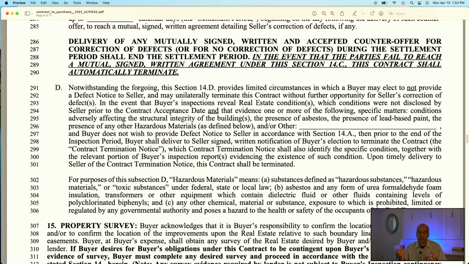And there's this other section in there. If the buyer knows they do not want to deal with XYZ, they can put that in there that even if this issue is in there, then they can use that as a reason to cancel the contract.